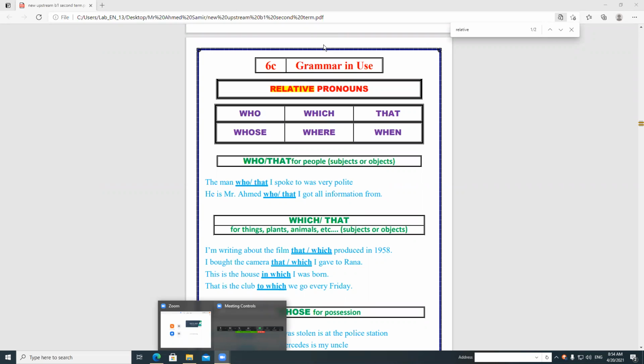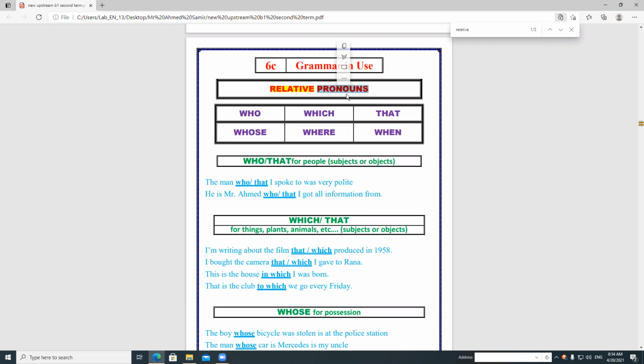So we have here relative pronouns. We need first to know when and why we have to use the relative pronouns. We use the relative pronouns to connect between two sentences. That's why we named it relative. So this is the first reason for why we have to use the relative pronoun.